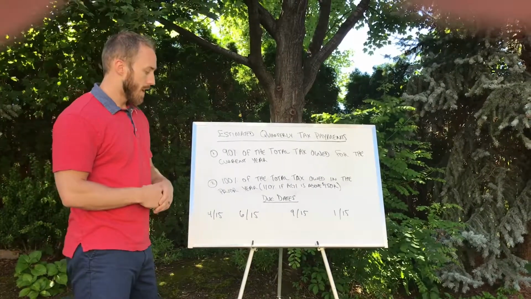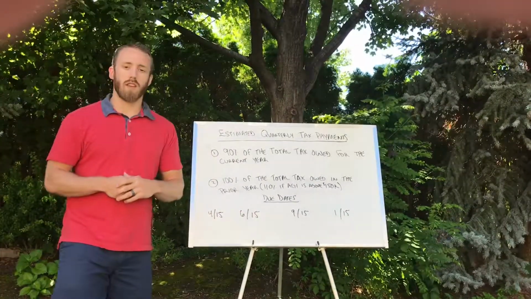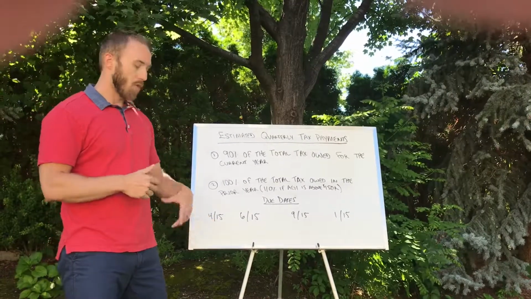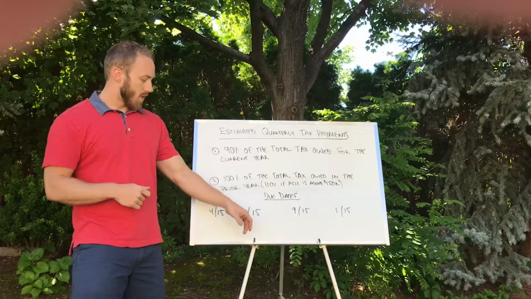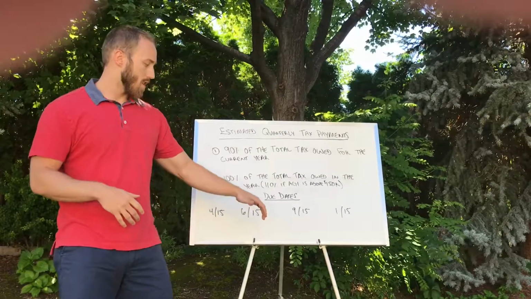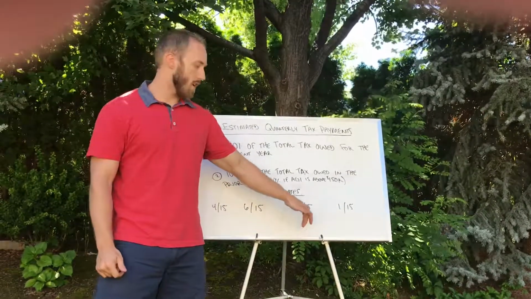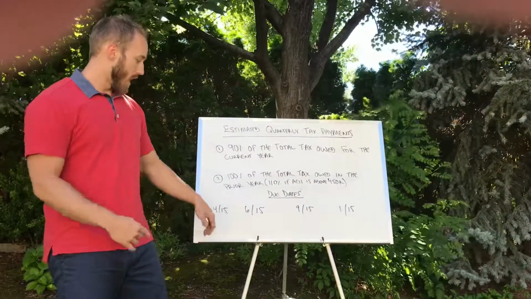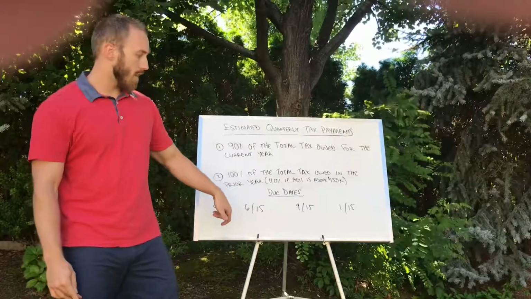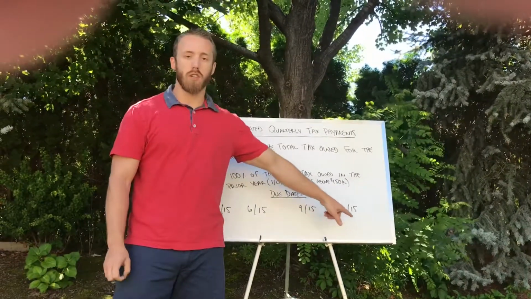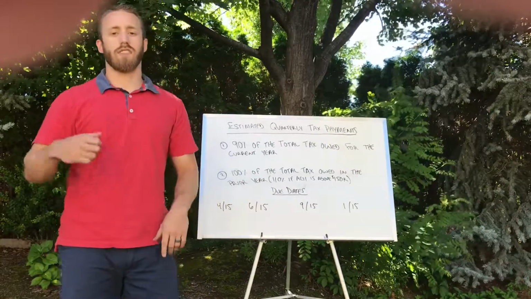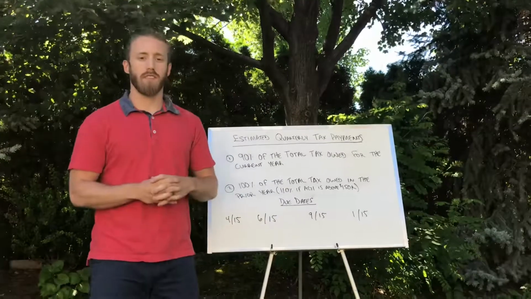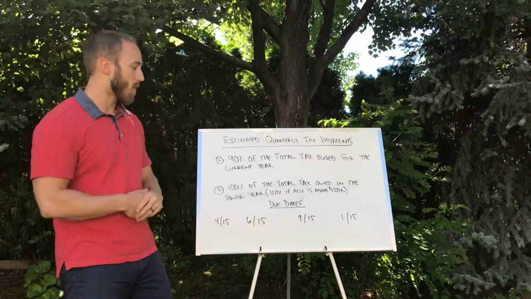There's some due dates that correspond with the estimated quarterly tax payments, and those due dates are on April 15th of the current year, June 15th of the current year, September 15th of the current year, and then January 15th of the following year. So for example, for this year, it would be April 15th, 2018, and then our final payment would be due on January 15th of 2019. So just a little tidbit of information on how the dates work.